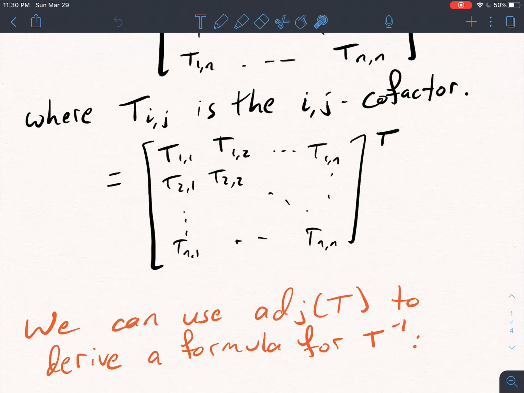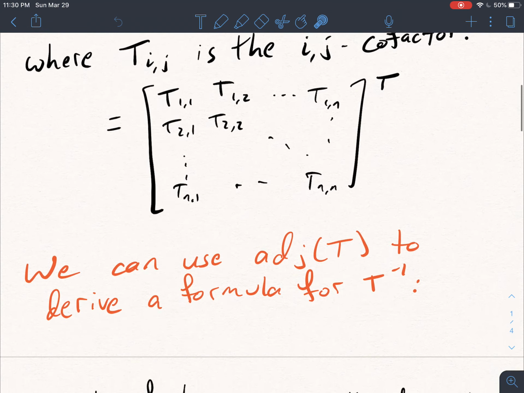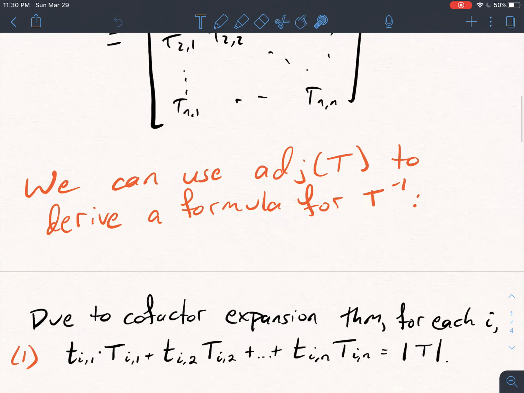Here's why the adjoint is useful. It's because we can use the adjoint to derive a formula for the inverse of a non-singular matrix.